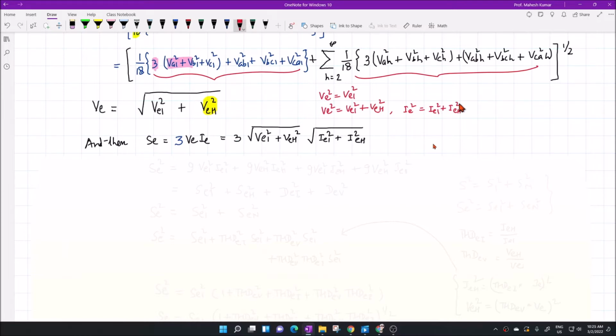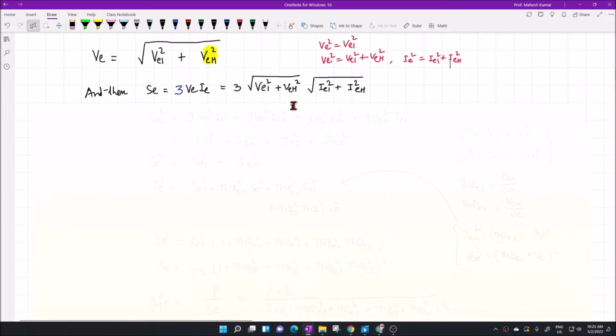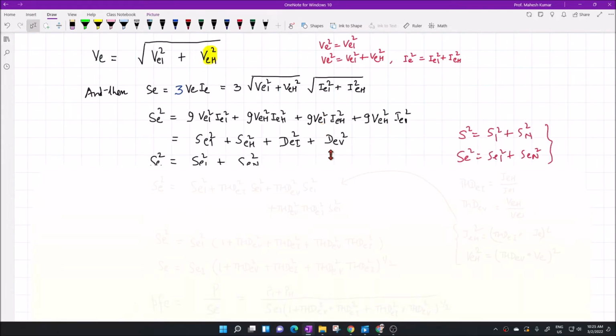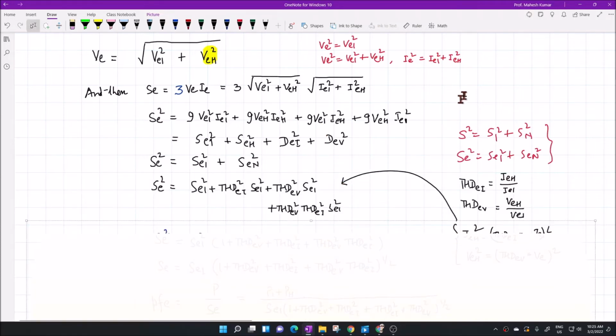Fine. Now let us find out the effective apparent power, because we already have computed the value of BE and IE. So substitute these values of BE and IE and see what we get. This is 3 into BE into IE. So this is BE1 square plus BEH square, and this is IE1 square plus IEH square, square root of that. We square both the sides to simplify it.